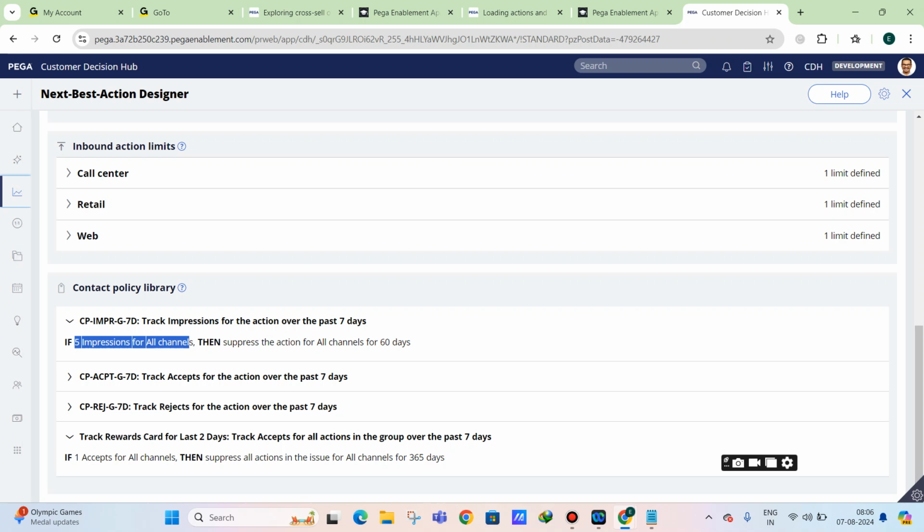Yeah, Ravi, go ahead. This contact policy library and contact policy, there are two things in this, right? Correct. So don't call it contact policy library. I have never seen anyone calling this contact policy library. You can directly call it suppression rules. So suppression rules contain contact policy rule in it.